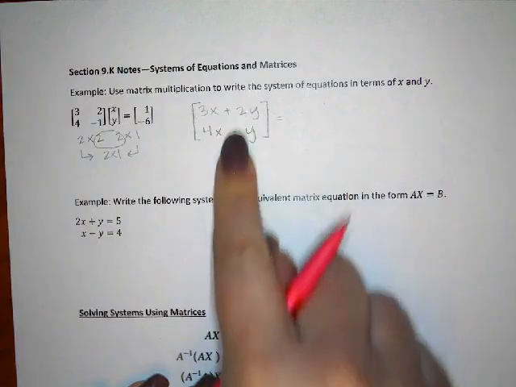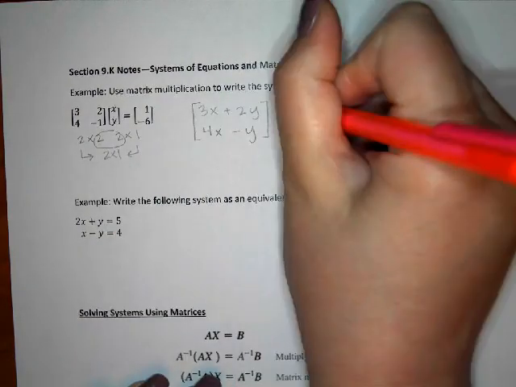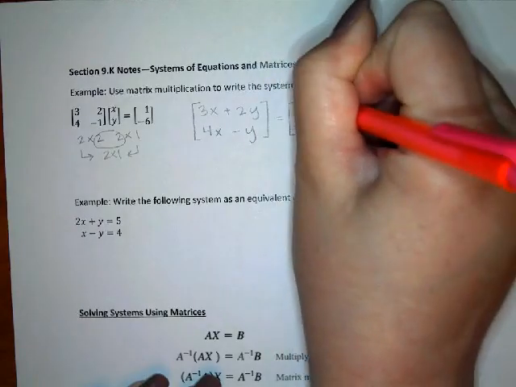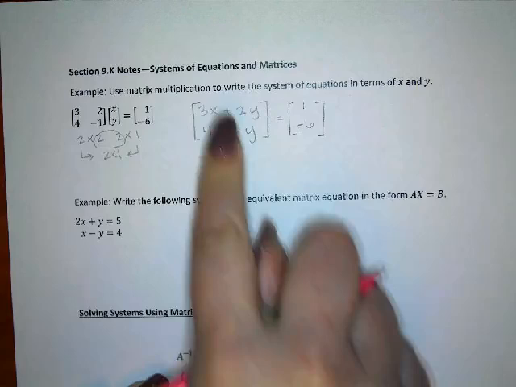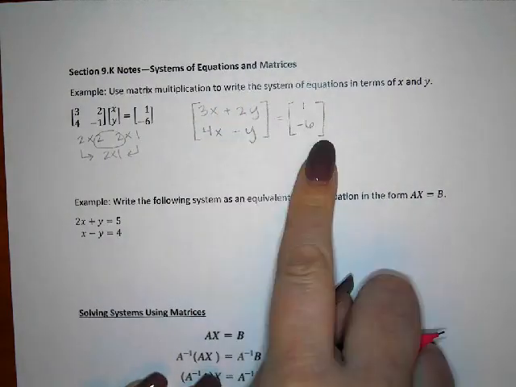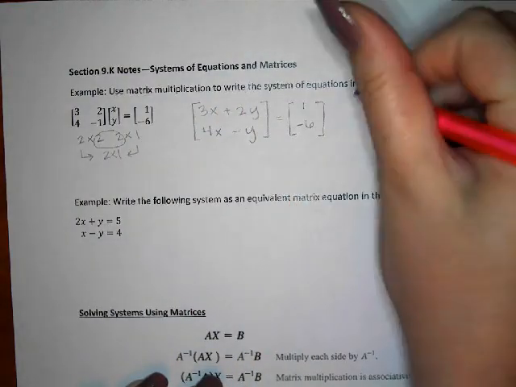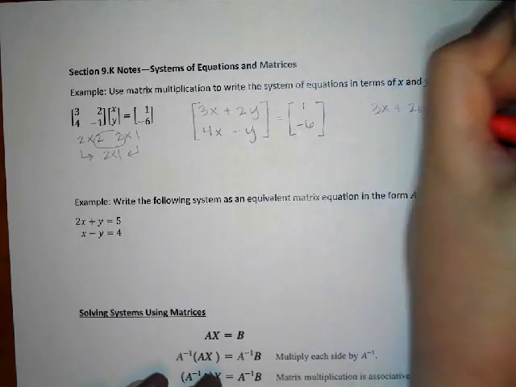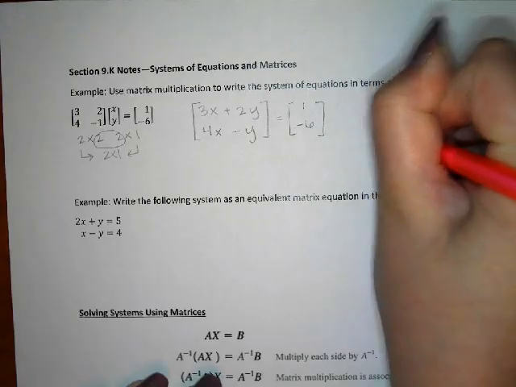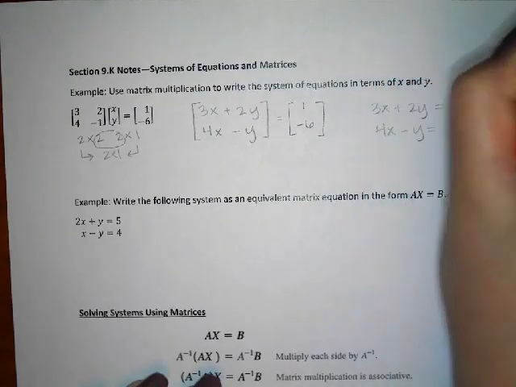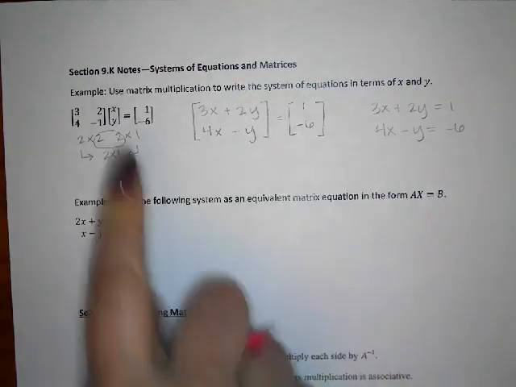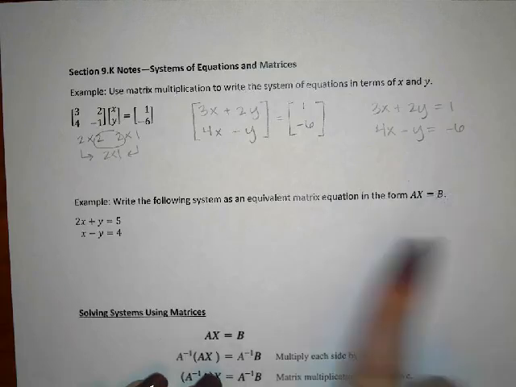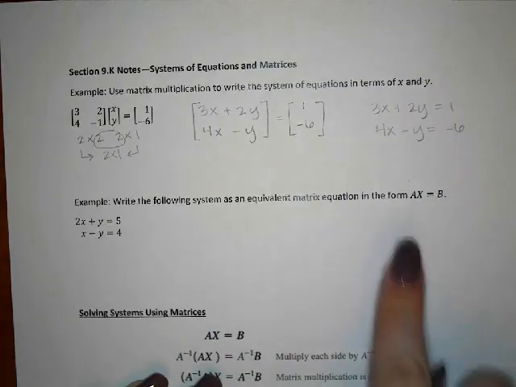And so this is our 2 by 1 matrix, and we know already that it equals 1, negative 6 on the right side. And so these two matrices are equivalent. They're both 2 by 1 matrices. And so now I can say 3x plus 2y is equal to 1, and 4x minus y is equal to negative 6. So we can see this is how we would start with a matrix and write it as a system of equations. And we can also do the reverse.